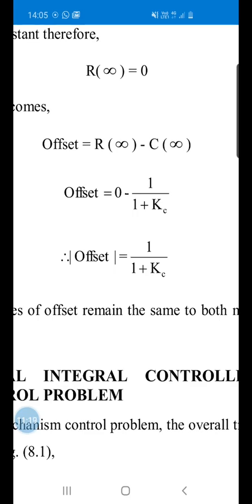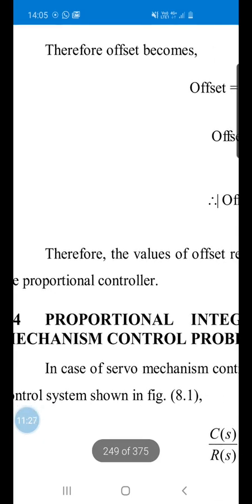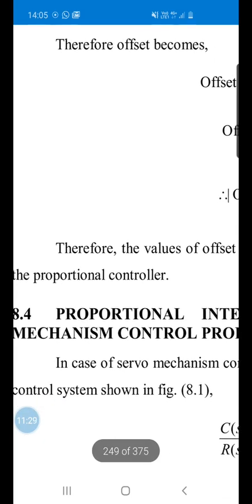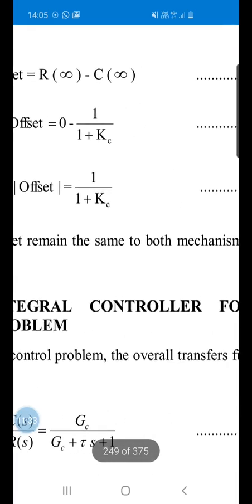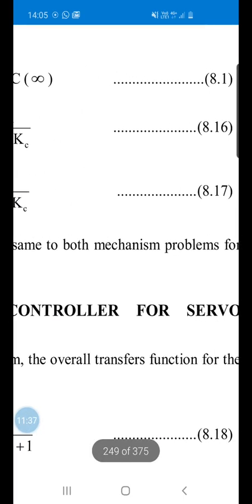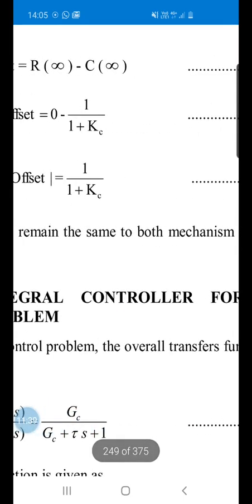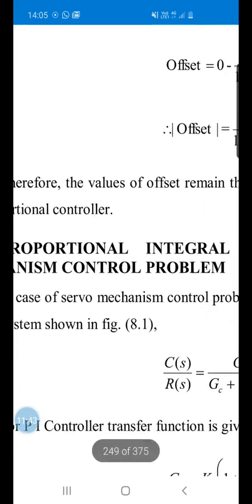So we will write the modulus of offset is equal to, this minus sign will go, 1 upon 1 plus Kc. So what conclusion can you make from these two derivations? The value of offset remains the same. The value of offset remains the same for both mechanism problems for the proportional controller.